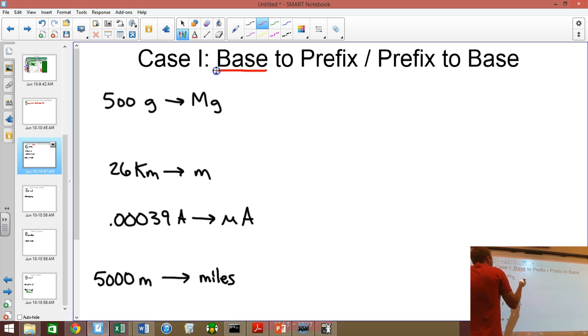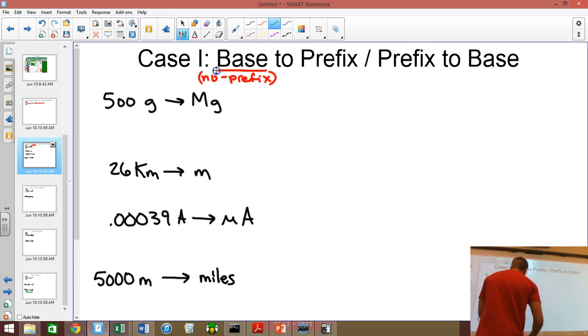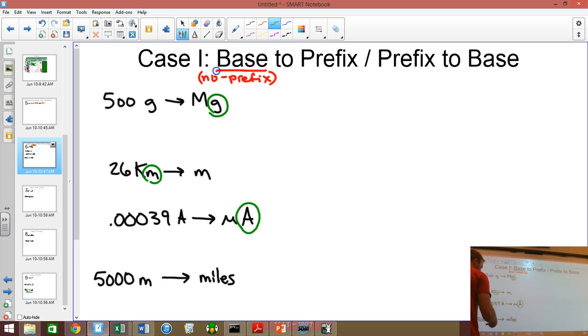Now a base means, what I mean by that is something with no prefix. So grams, this has no prefix. Meters, that has no prefix. Amps, that has no prefix. Now the thing is, it doesn't matter if you understand what that means or not. What's important is the prefix. As long as you know that that's the Greek letter mu, and that means micro, which means millionth, we're going to do this.